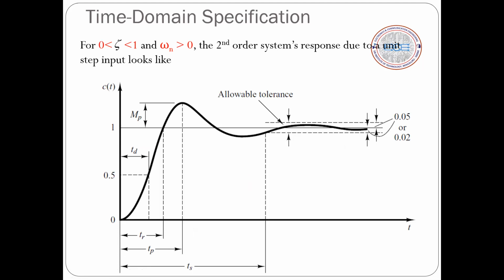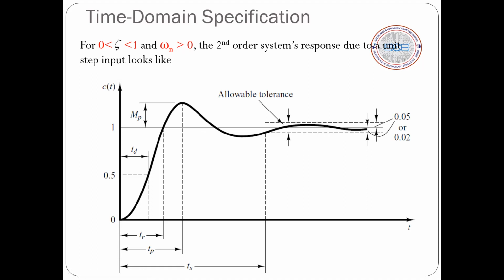So here we have taken one specific condition, that is the underdamped condition. This is the usually occurring situation, and we always prefer to operate in this zone, that is zeta between 0 and 1, and always omega n greater than 0. This is the normally expected situation. So we are going to analyze the time domain specification for this particular condition.